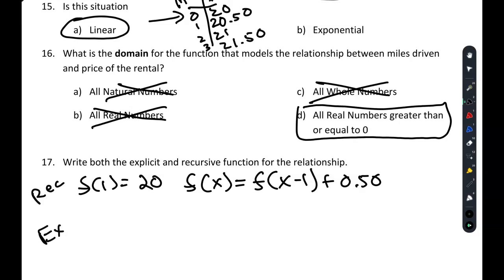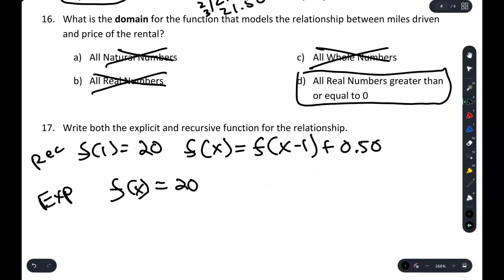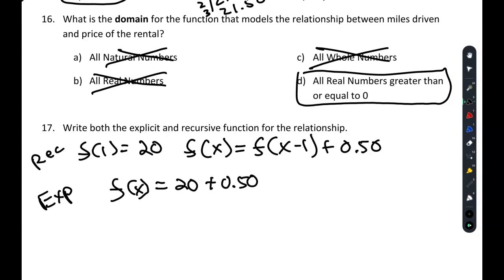Now the explicit. We're going to say f of x. And what do we start with? We start with $20. And what are we adding? We're adding 50 cents. And how many times are we adding it? x times.